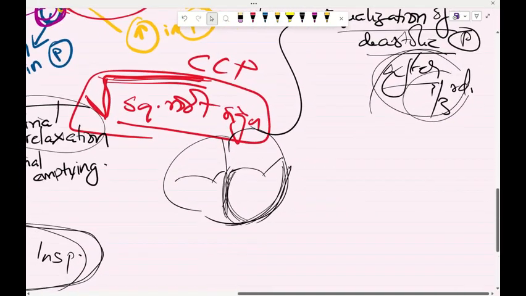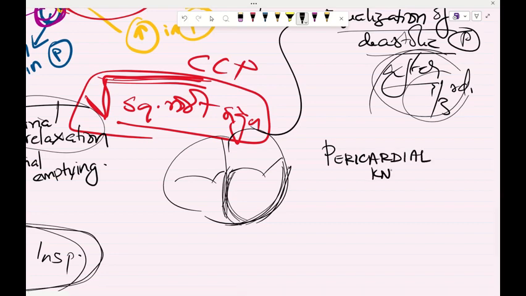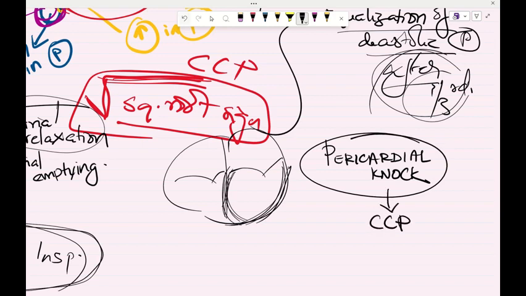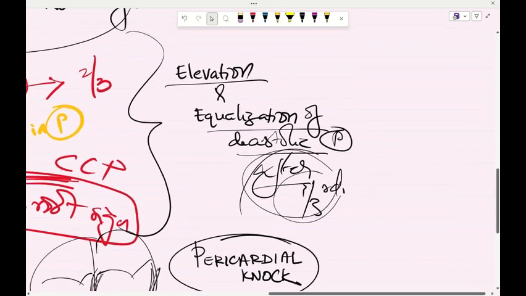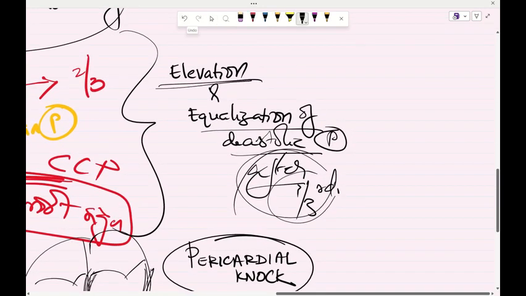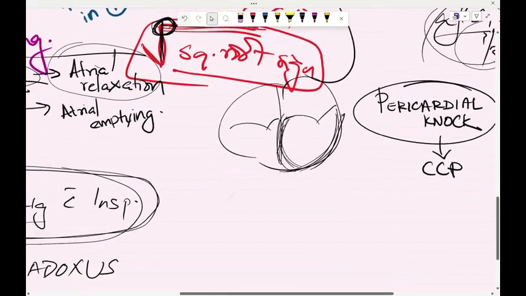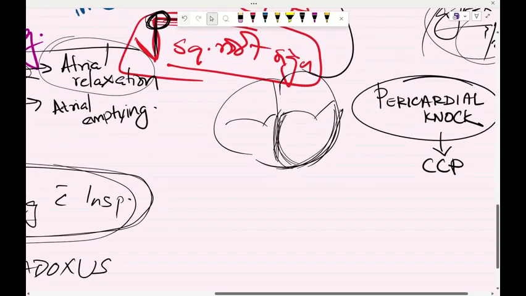Next, one important thing you want to mention in the square root is something called the pericardial knock. You can hear the pericardial knock in chronic constrictive pericarditis at what part? Soon after the pressure rises, that is here. Soon after the pressure rises, at the start of the elevation and equalization of the diastolic pressure, you get the pericardial knock, which you cannot actually differentiate from the third heart sound.